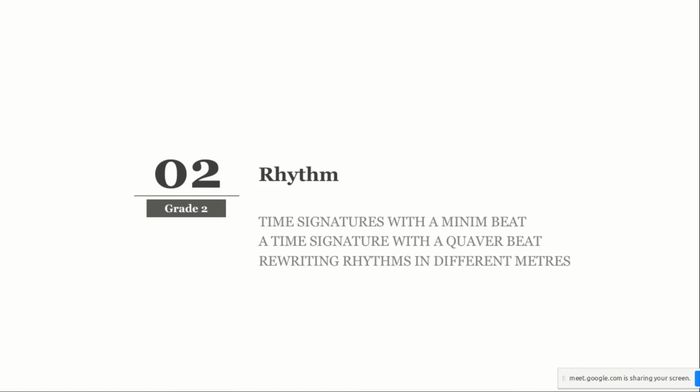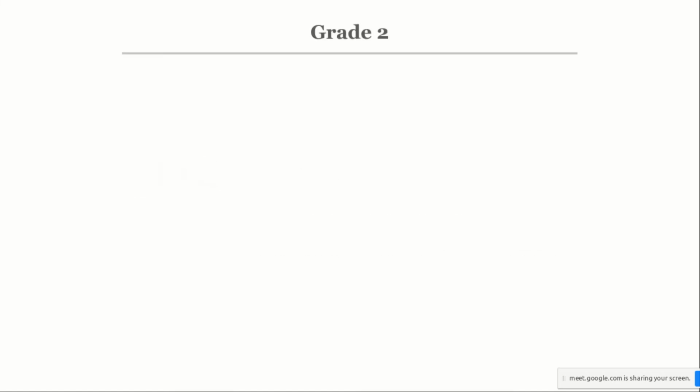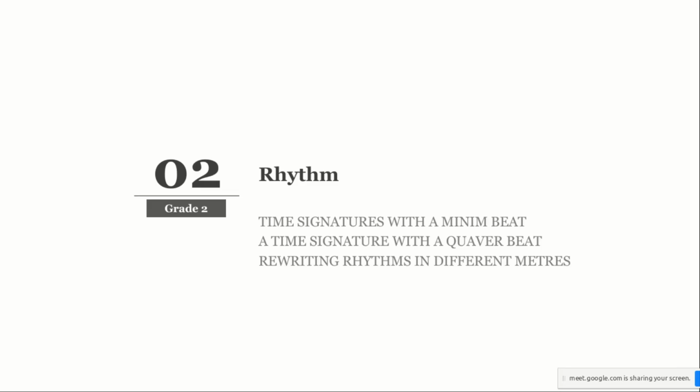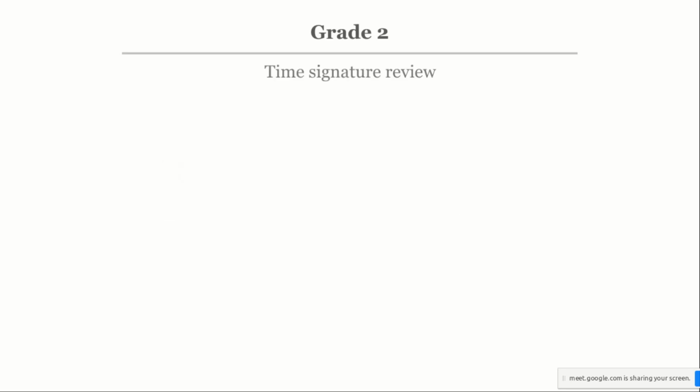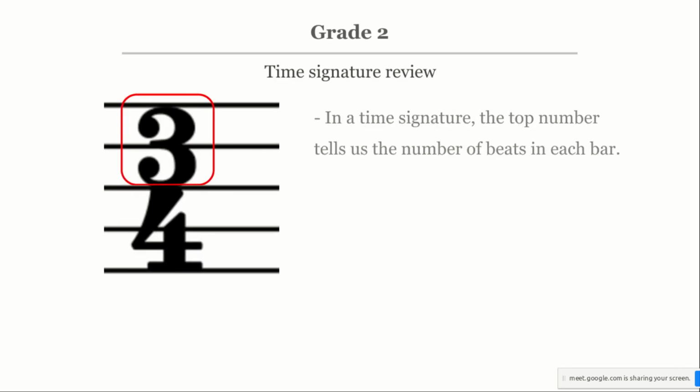Okay, so the second section, we're going to look at key signatures with a different beat, and then rewriting rhythms in different meters. This is going to be very easy, so we will go through very quickly. So in a time signature, remember the top number usually told us the number of beats in each bar.